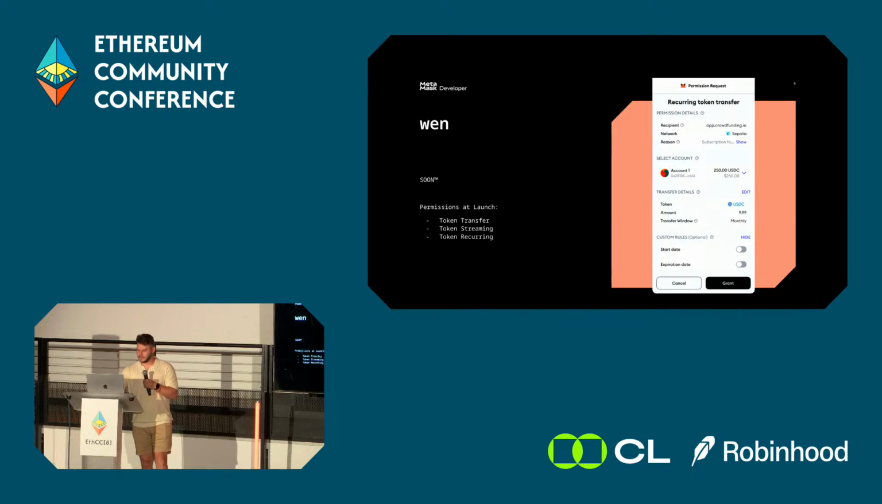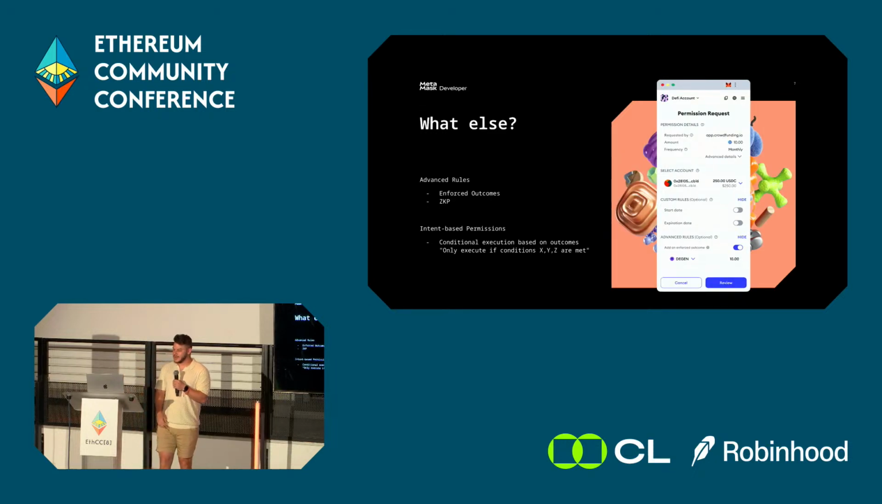And that leads us to advanced rules, right? So other rules that could come into play are maybe enforced outcomes. Maybe you want to give a permission that says, hey, you can use 10 of my USDC if and only if I receive 10 degen tokens in return, right?